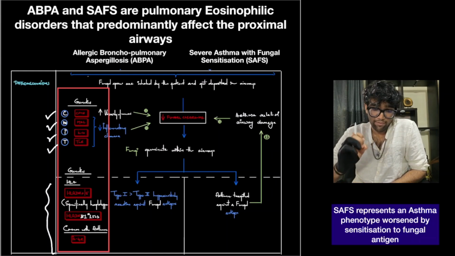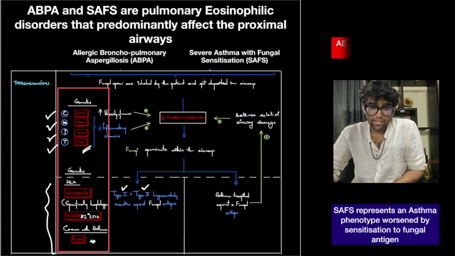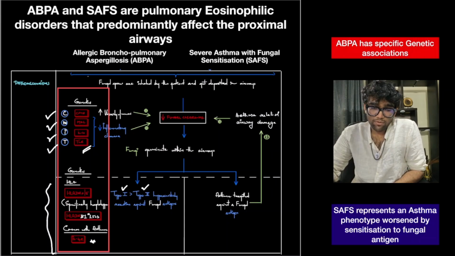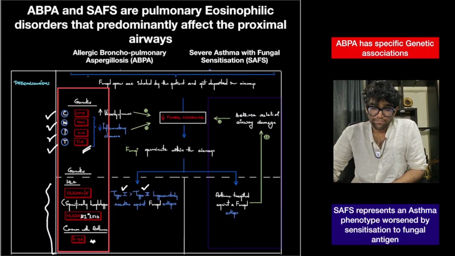Okay, this is the specific haplotype that is associated, and therefore there is a type 1 that is Th2 polarized rather than type 2 hypersensitivity reaction. There is an important point here that the interleukin 4 receptor association is very, very specific. Okay, the other entity is severe asthma with fungal sensitization. So here there is an immune response developing against fungal antigens, but not specifically against aspergillus. So it represents a severe asthma phenotype that has been worsened by a sensitization to a particular fungal antigen.